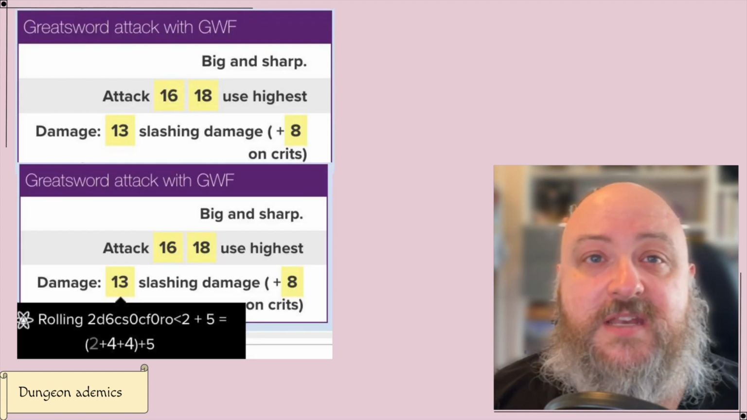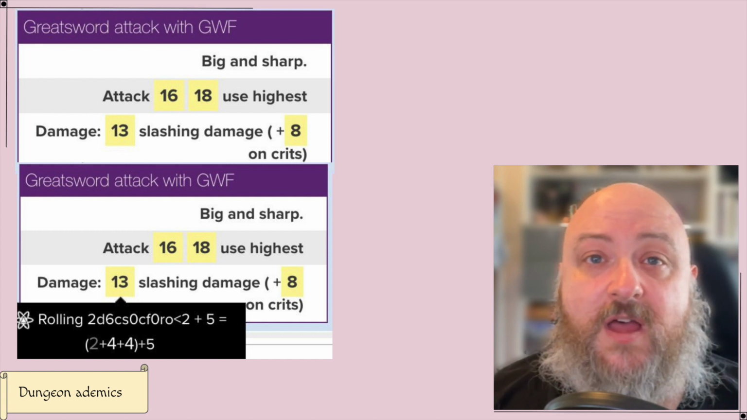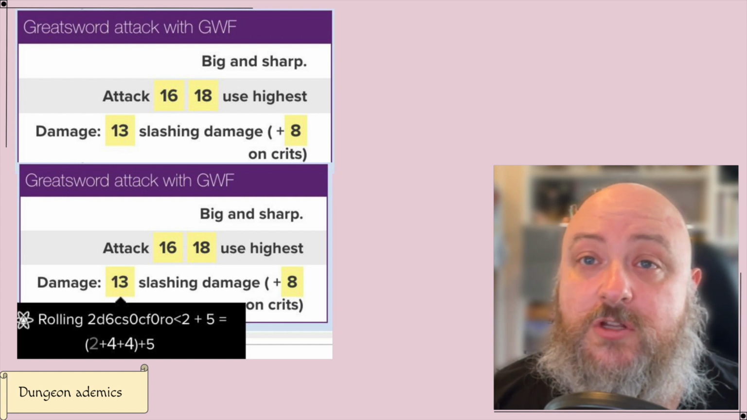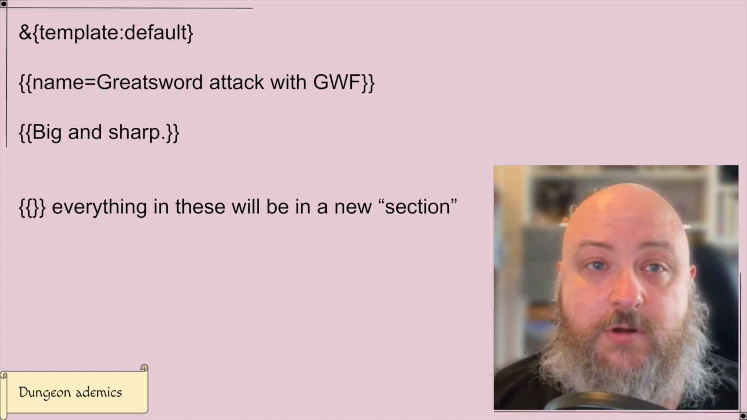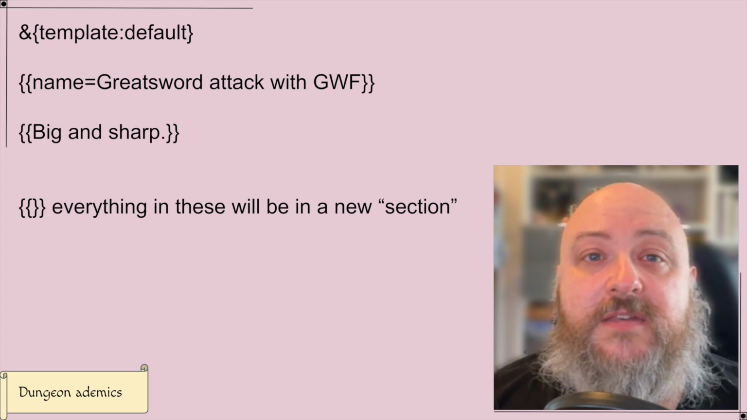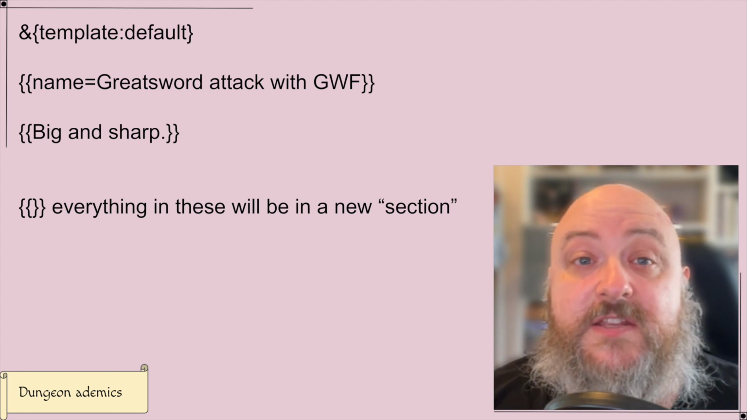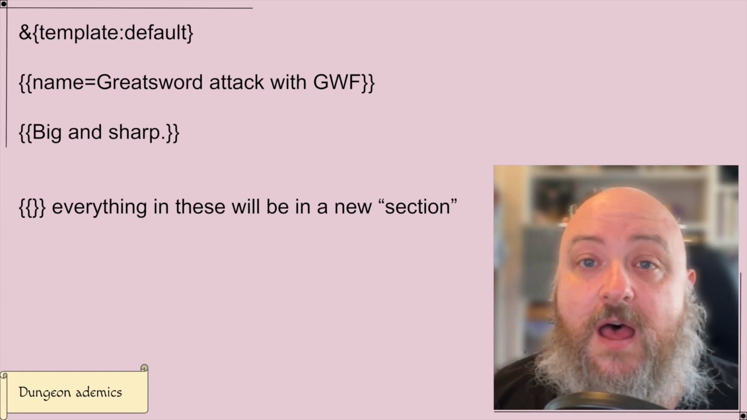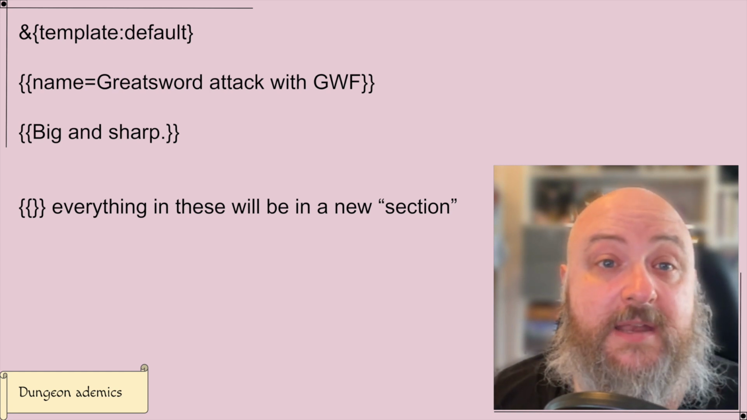When I press the attack button, this is what I see in the chat section. You can see that the damage value of 13 has come from rolling 2d6 plus 5, and the first roll of 2 has been re-rolled to give a value of 4. Let's break down the script. The first line tells the system what template to use. I'm using the default template. The next line is the displayed name of the attack. After that is a description box. Any text here will be displayed as flavor.